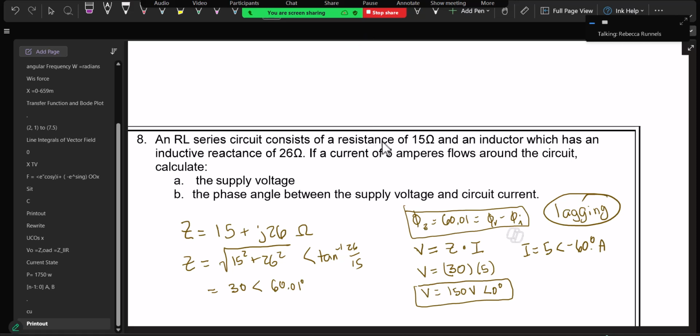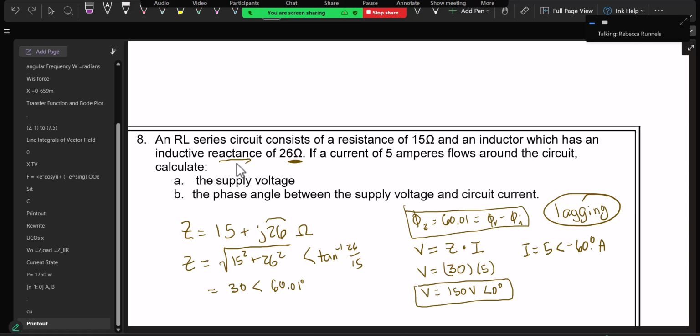So the way that you do this problem is you first figure out the total impedance. You know the resistance is 15, so that's the real part. The inductive reactance is 26 ohms. When they give you the inductance already in ohms, they say the reactance, they're giving you this part without the J.